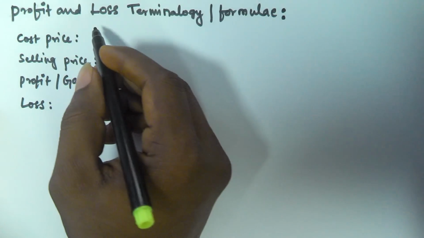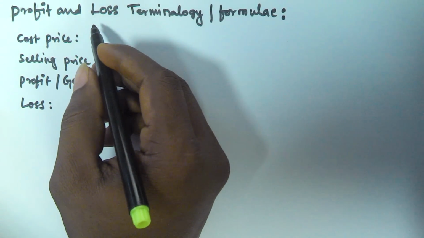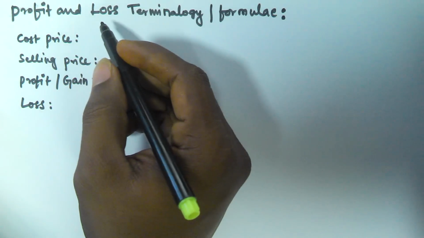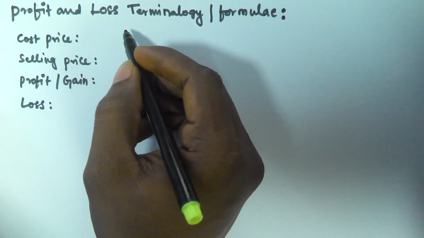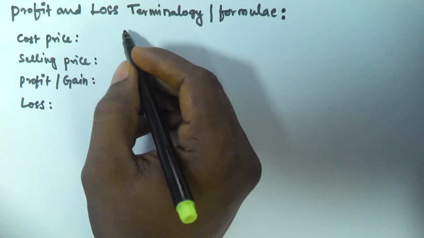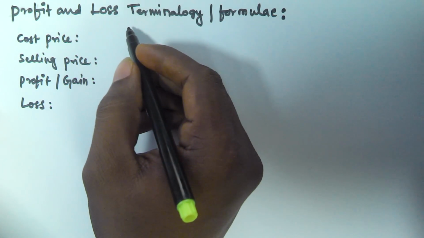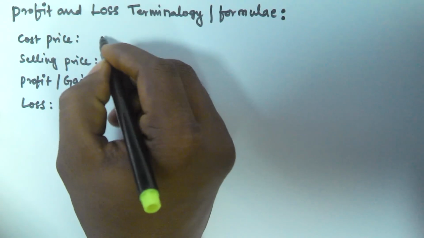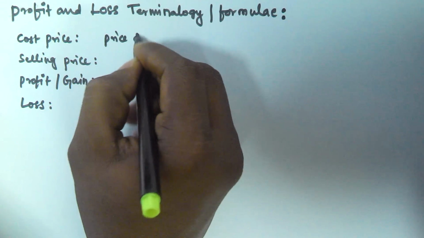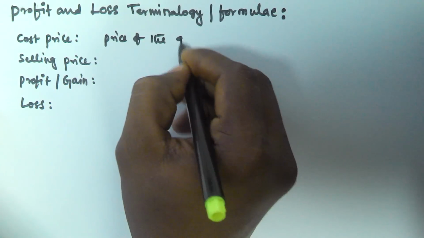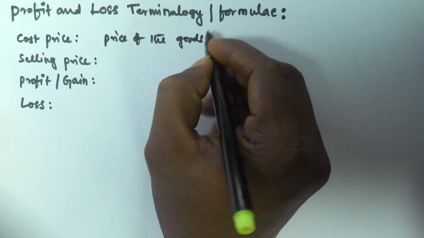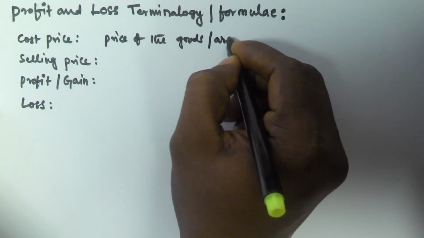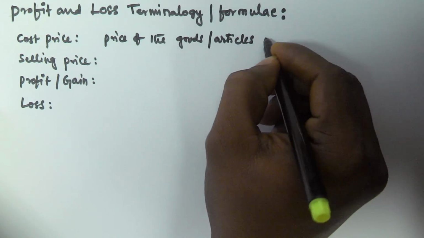The cost price is the price of the article which is purchased. Suppose you are buying something in the market, whatever you pay for that is called the cost price. So it is the price of the goods or articles purchased.